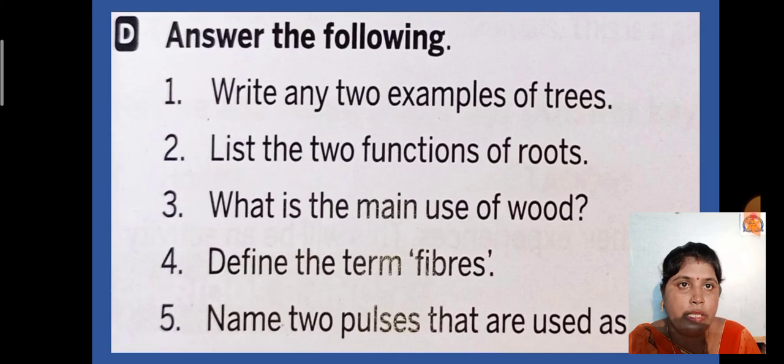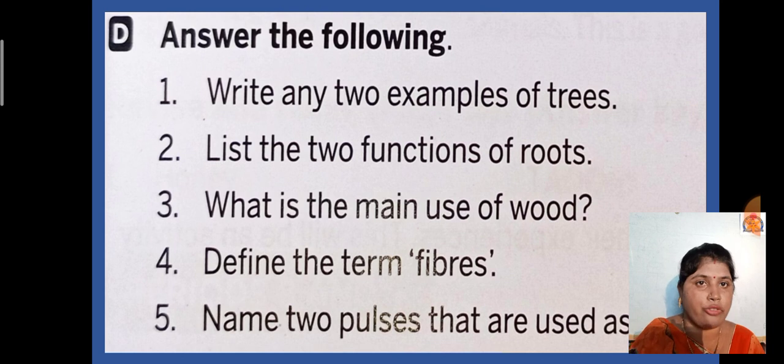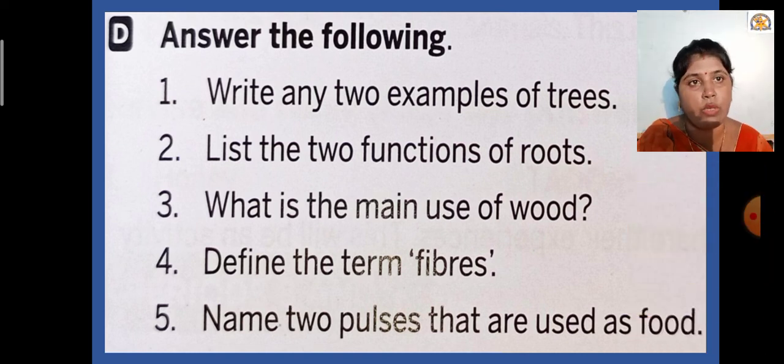This is the exercise of answer the following, meaning question answer. I'm going to take the question answers orally, but you have to write the answers down. Number one question is write any two examples of trees. You can write any two examples of trees, for example mango tree, banyan tree, coconut tree, neem tree. Lots of trees are there. Any two examples, but you have to write with the correct spelling.